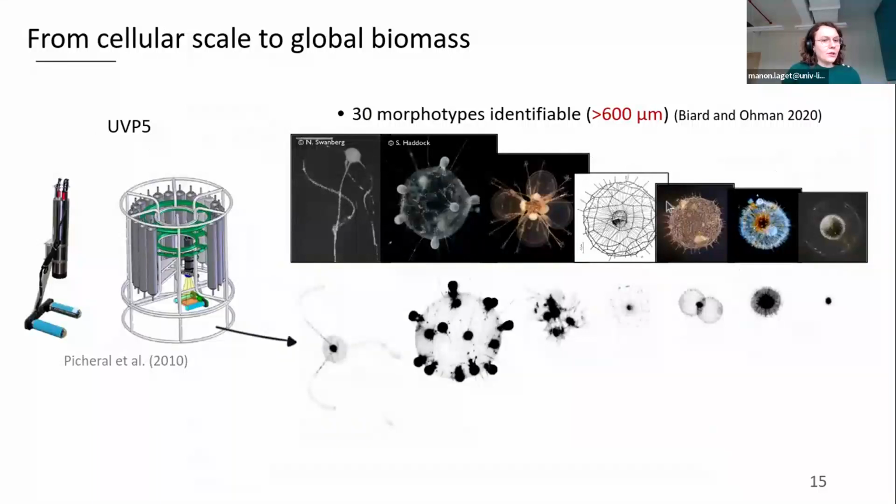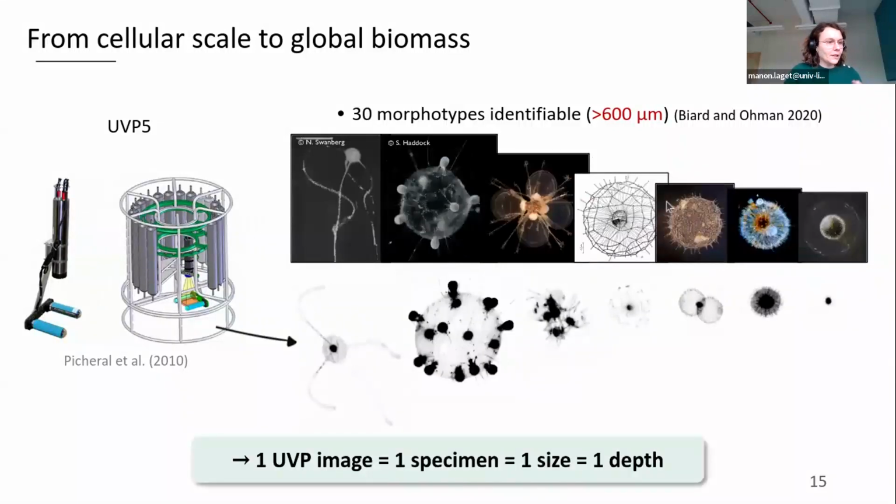So here you have various result pictures, and they're equivalent in UVP5 images. There are about 30 morphotypes of large Rhizaria that we can identify on these images, so they can be assigned, for example, to the order or to the family level. And what you have to remember is that for one UVP image, you have one Rhizaria specimen, one size measurement, and one depth measurement.